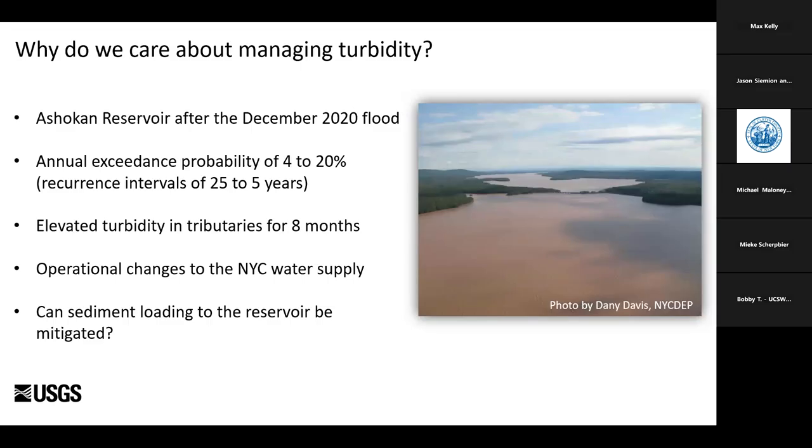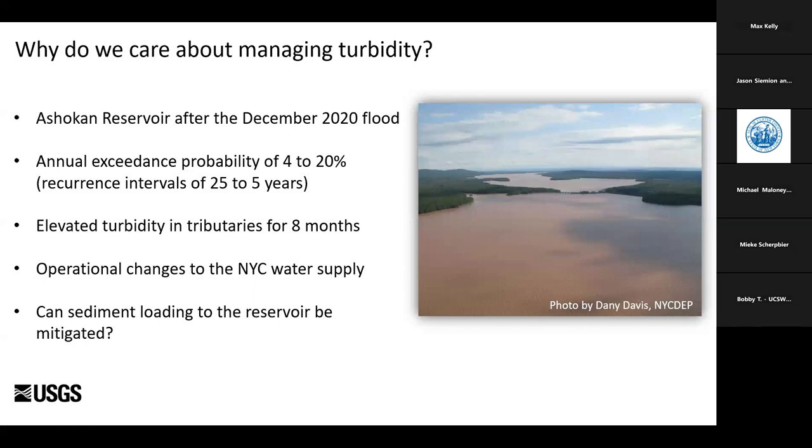So why do we care about managing turbidity? This photo on the right of the screen here is from Danny Davis. This is the Ashokan Reservoir after the December 2020 flood. This storm and runoff event, because it wasn't just rainfall, we had rain on snow, was approximately a 4 to 20% annual exceedance probability. For those of you that aren't familiar with AEP, that equates to about a 25 to 5-year recurrence interval. If you want to convert back and forth, you would just divide your AEP into 100 to get your recurrence interval, or vice versa.